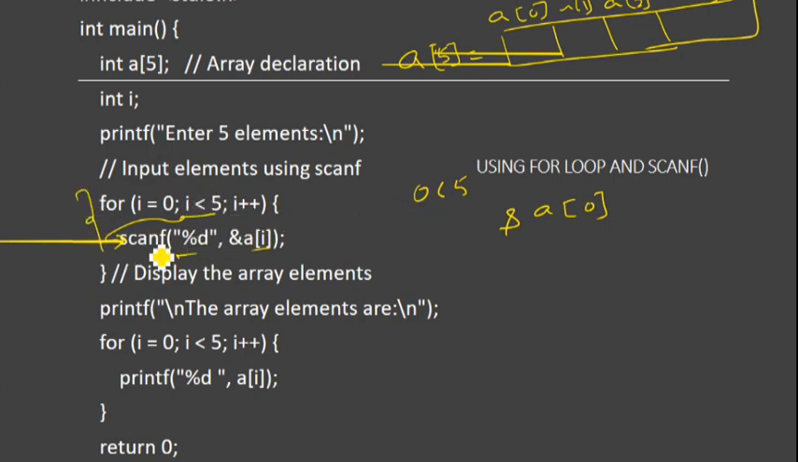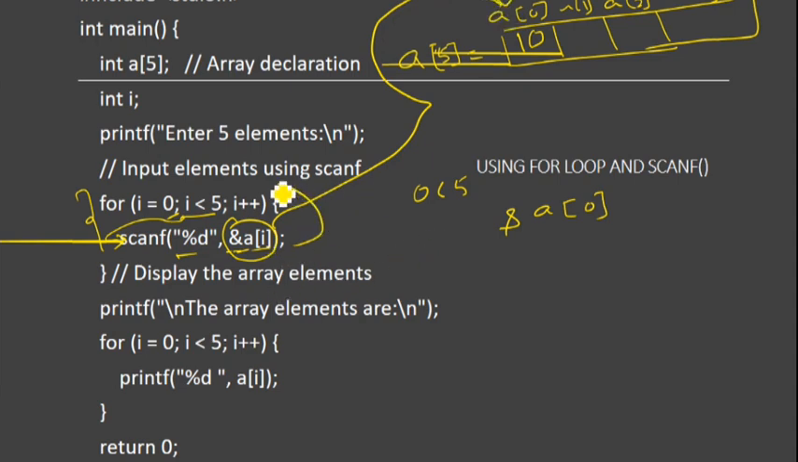So 0 less than 5, true, so it comes here. scanf("%d", &a[0]) because i equals 0. a[0] means it goes directly here, and whatever value you enter will be stored. For example, I'm entering 10. So this &a[0] gives us the location to store my value. Okay, a[0]. Next.